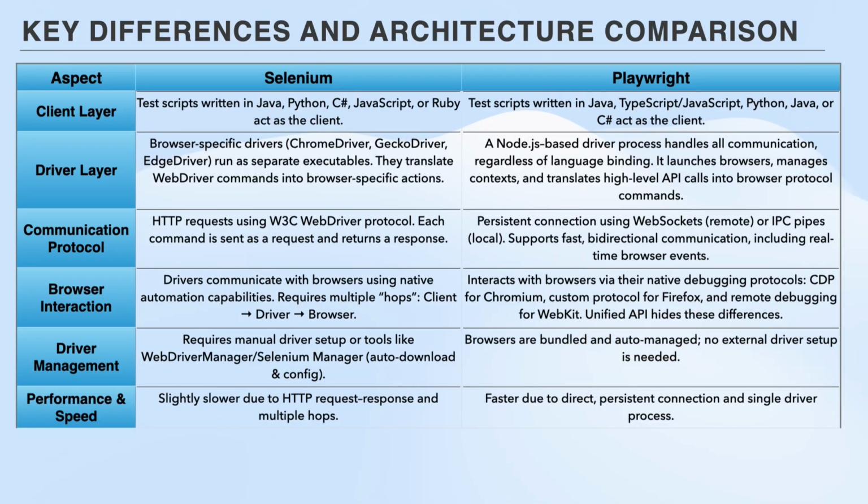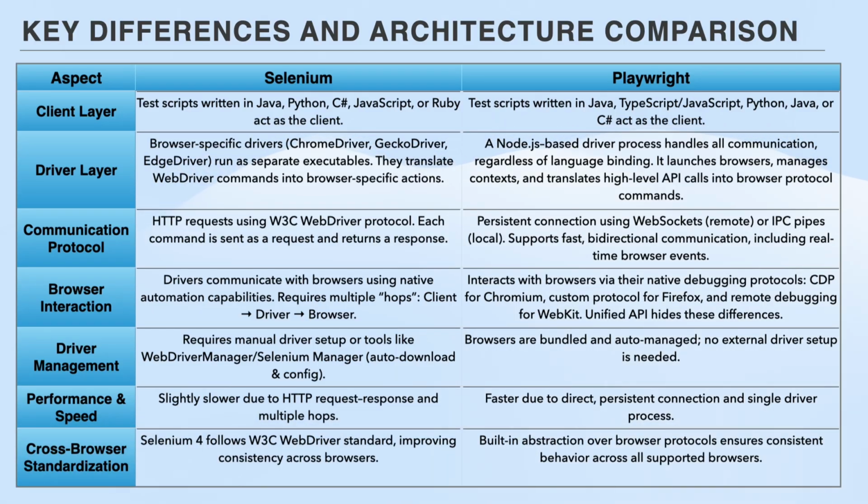Now, if we talk about performance and speed, Selenium is comparatively slower due to HTTP request response cycles and the multiple processing layers between your test and the browser. Playwright is faster because of the direct, persistent connection and single process architecture. Less overhead means quicker test executions.